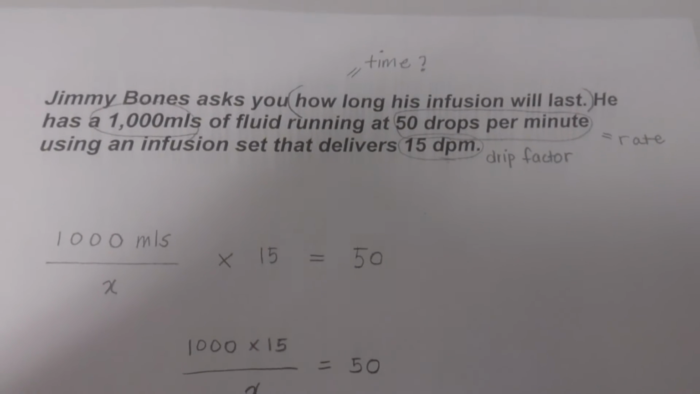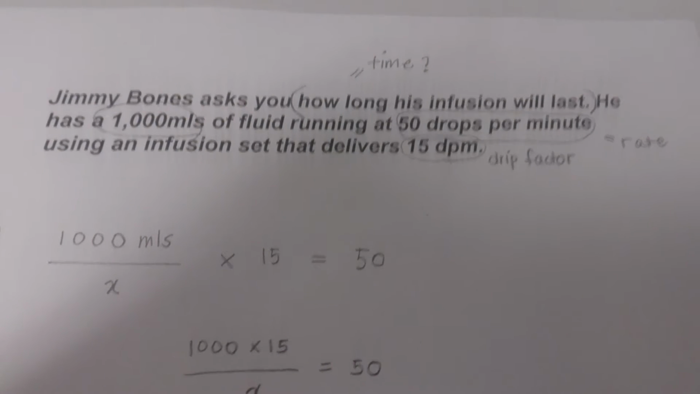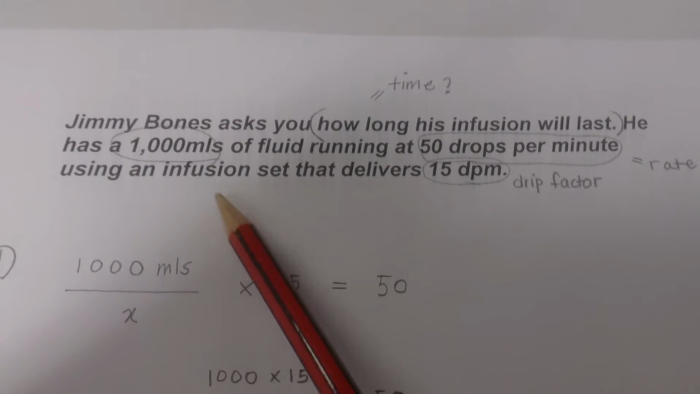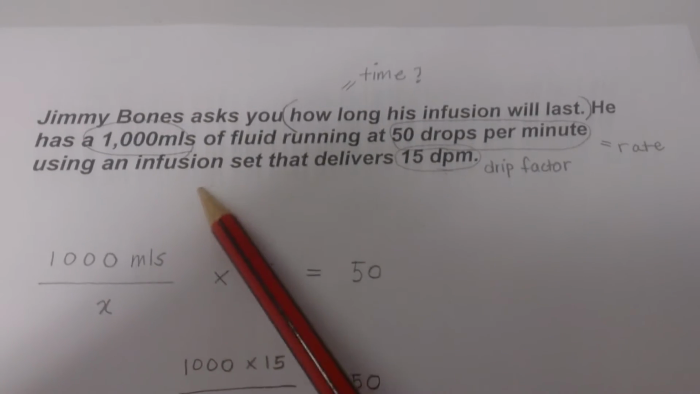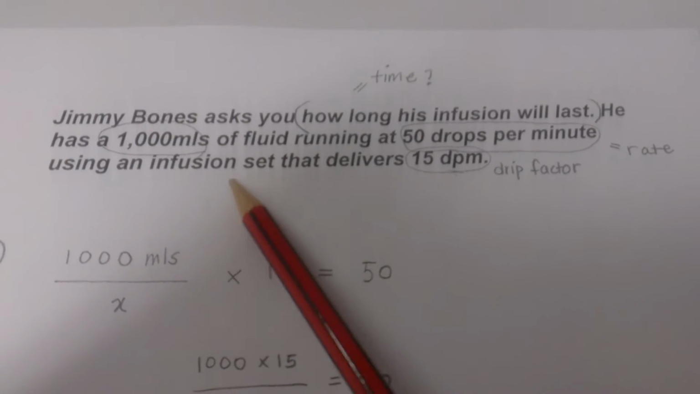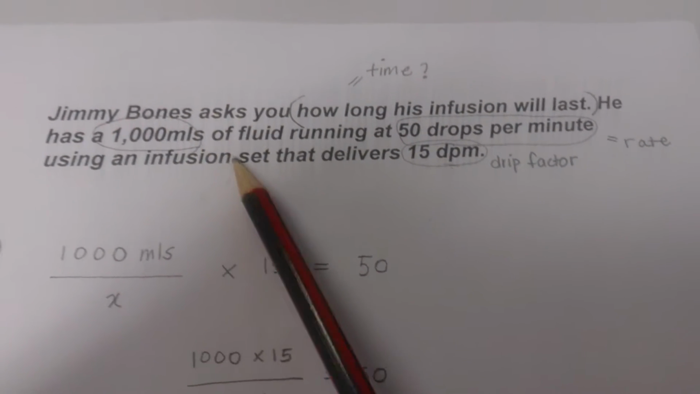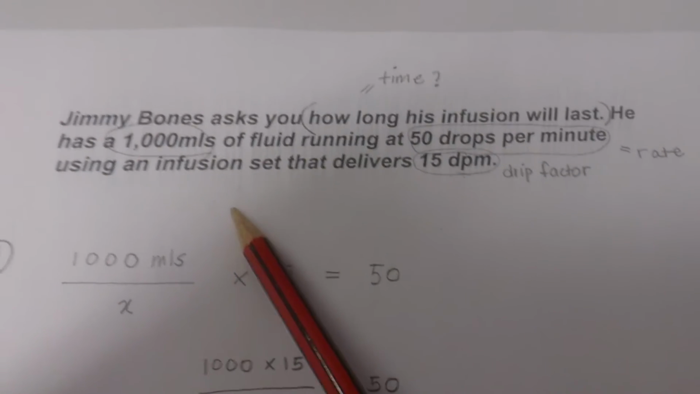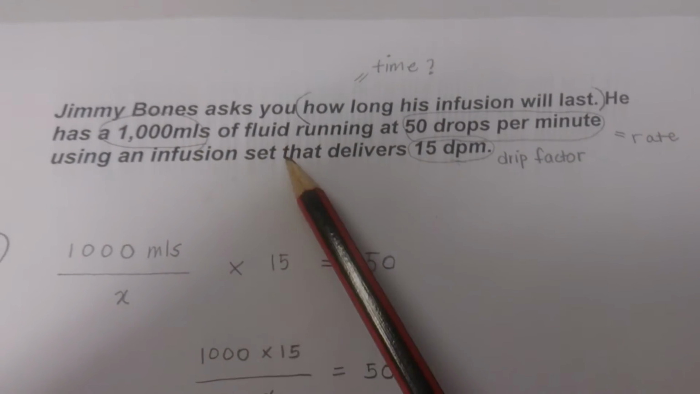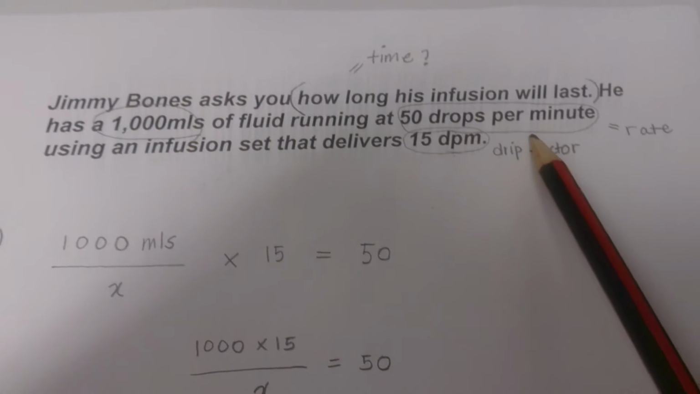Okay, another variation of question for calculating the drop rate. I think some of the students have a bit of trouble with this type of question. So Mr. Jimmy Bonds asks you how long his infusion will last. He has 1,000 ml of fluid running at 50 drops per minute.